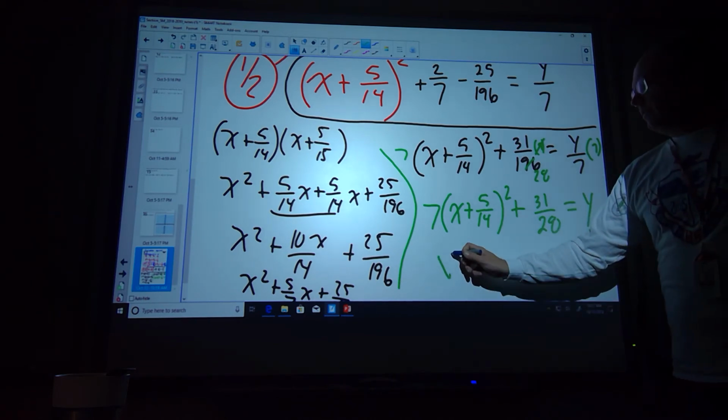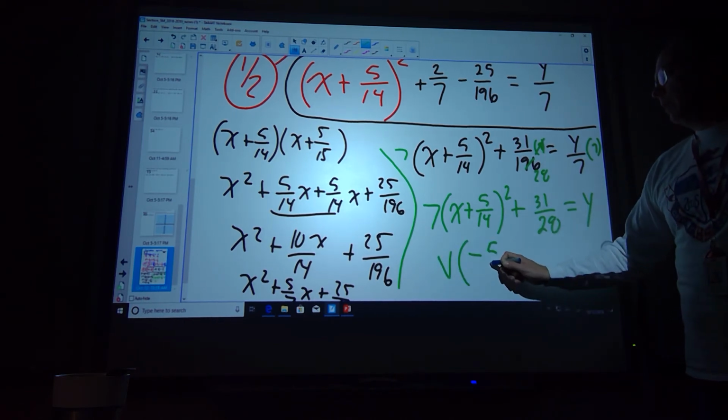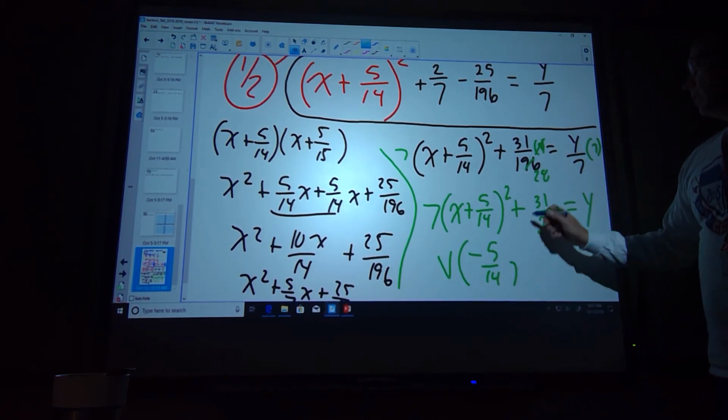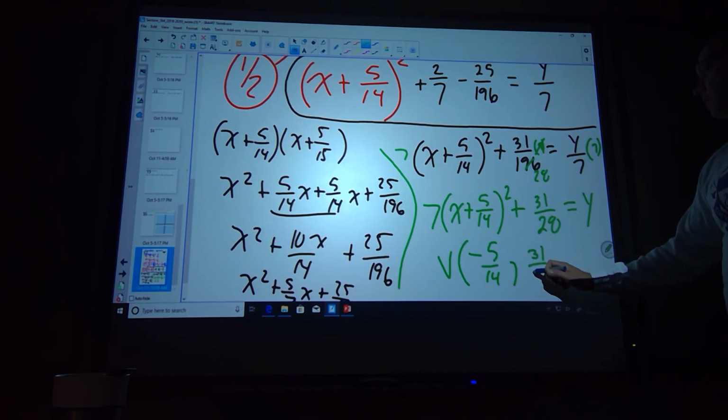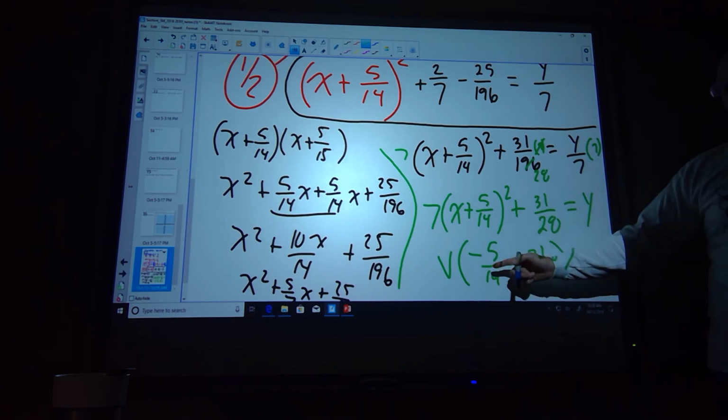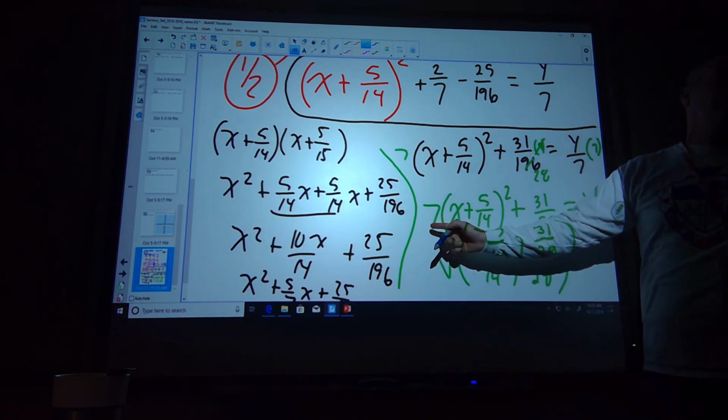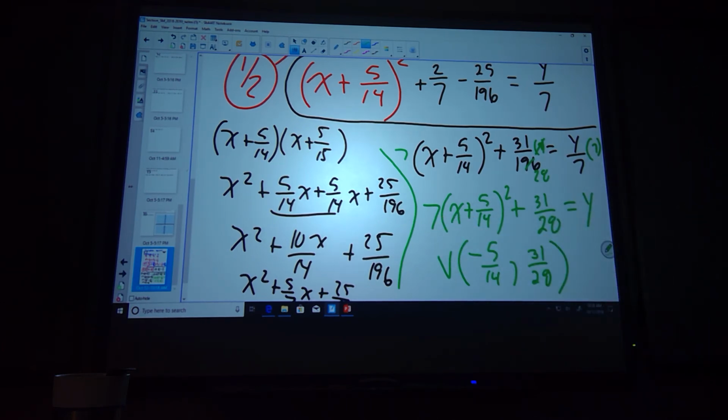So my vertex of my parabola is negative 5/14, 31/28. And then you can go ahead and pattern graph, because once you find that point, you can go right 1 up 7, left 1 up 7, then right 2 from that and up 28, left up 28. So that, guys and girls, is called completing the square.